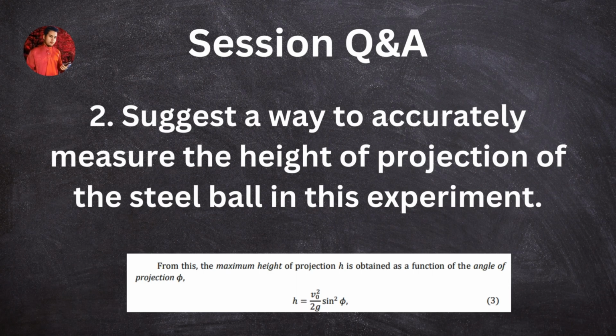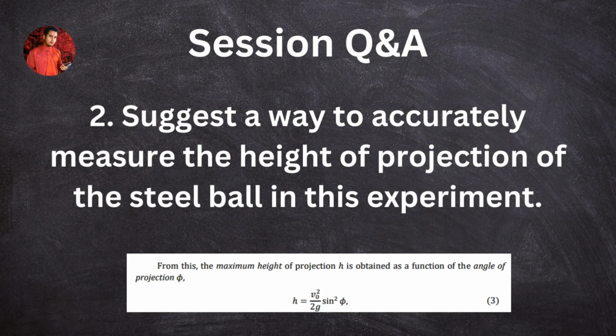Alright, so the second question is, suggest a way to accurately measure the height of projection of the steel ball in this experiment. So, I believe that a way to measure the maximum height of projection of the steel ball more accurately is by using the formula for maximum height of projection h as a function of the angle of projection theta. The formula is h equals v naught squared over 2g times sine squared theta. This will solve this problem.